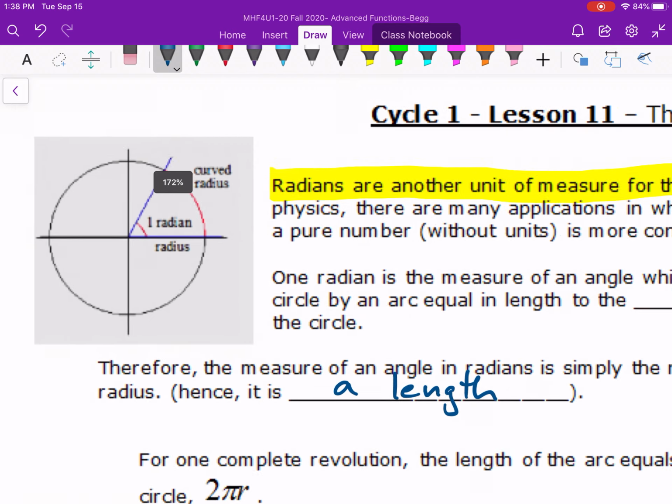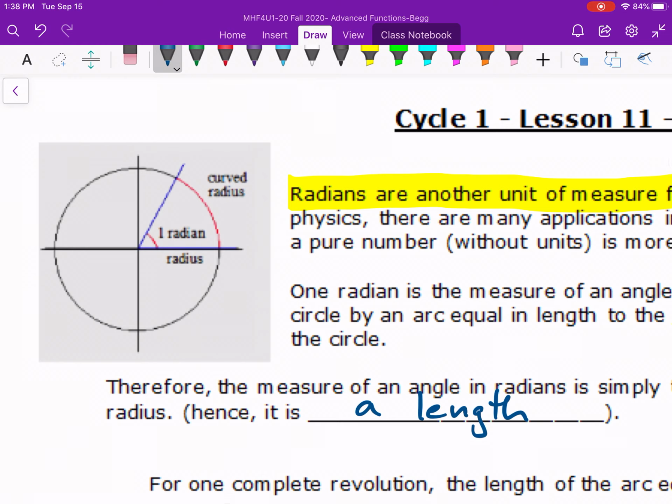So, if we take a look at this picture here, we can see that we've got a circle and it's got a radius. It doesn't matter what the radius is. It could be 1 meter, it could be 3 centimeters, it could be 55 miles. It doesn't matter. It's got a radius. So whatever that radius is, we're going to use that radius as a measurement.